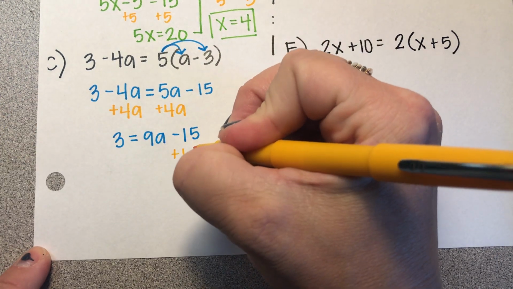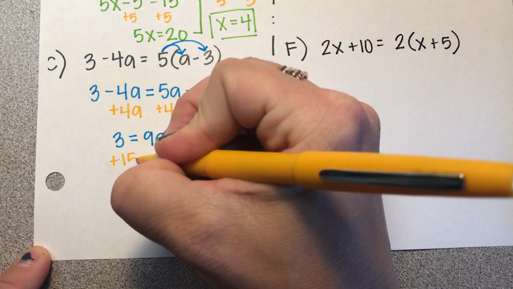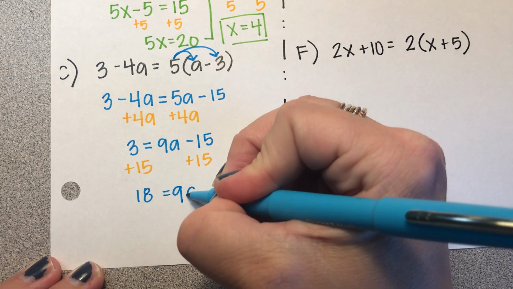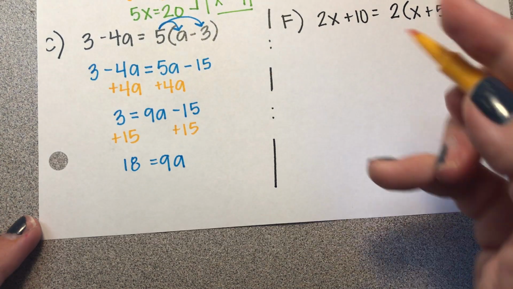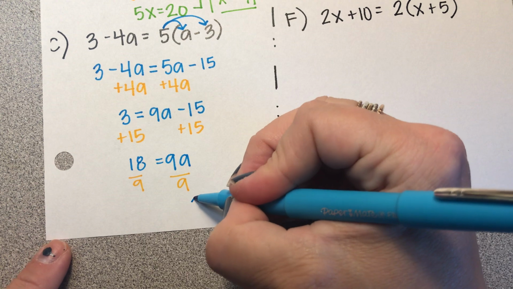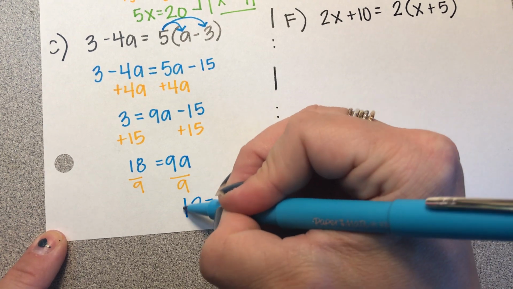I'm going to add 15 to both sides. So I get 18 equals 9 times a, and then I'm going to divide both sides by 9, which gives me 2 equals a.